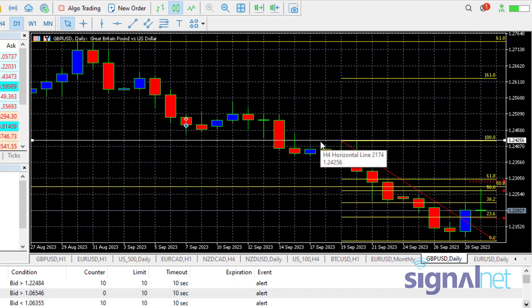Using the previous one, that means you are using 4 hours for your entry. But I think because of the way the movement is happening currently on Euro USD and Pound USD, since it's happening at a monthly level, weekly level, even on daily time frame, we can see clear structure of bearish movement. So I think it's better we use the daily levels to enter than the 4 hours.